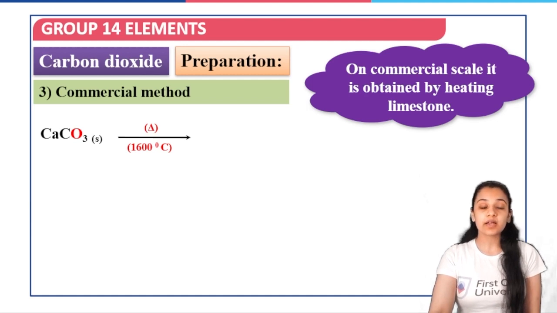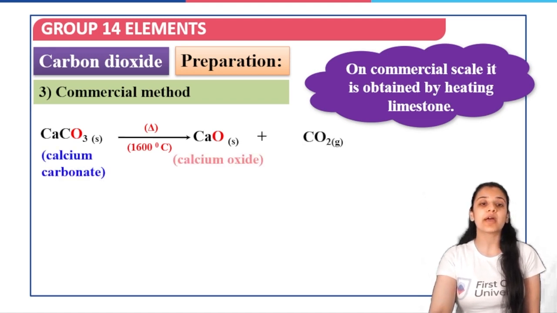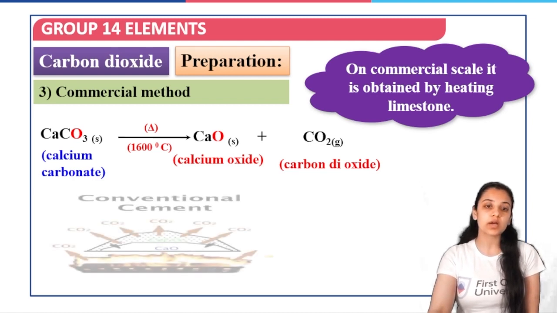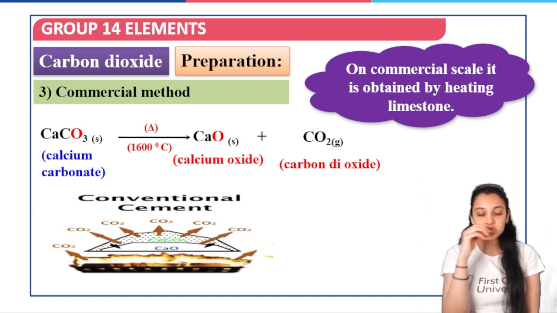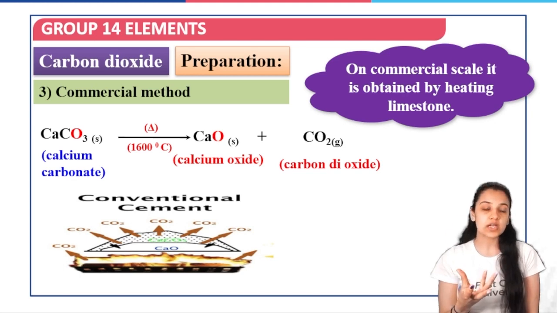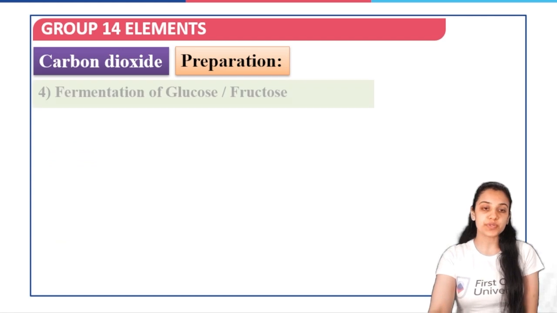So when calcium carbonate is heated at 1600 degree centigrade, we will have calcium oxide being produced and carbon dioxide is also going to be formed, which is the reason why we are carrying out this reaction. If you see, calcium carbonate is present in cement also, so that's conventional cement. And when we are heating it at 1600 degrees centigrade temperature, then carbon dioxide is going to be produced.